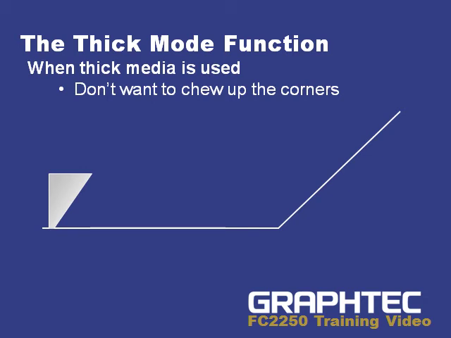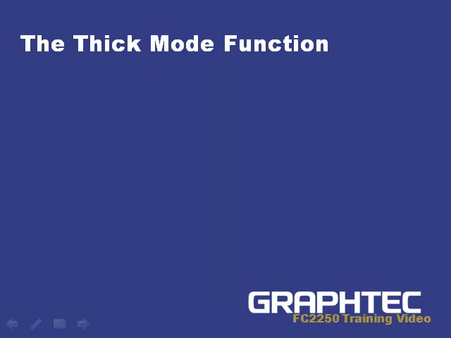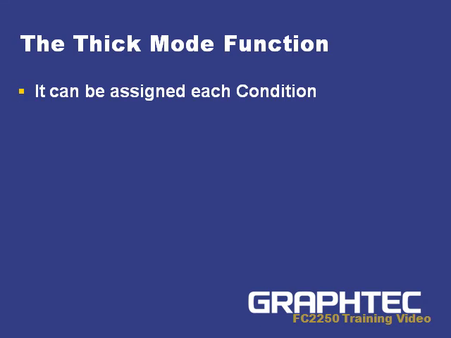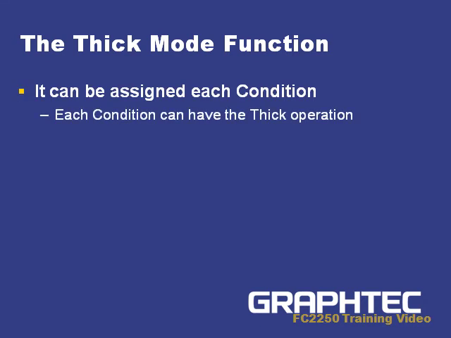Watch this illustration as to how the blade travels when it reaches a corner. When it comes across and it gets to the corner, thick mode will lift it up, get it in the right direction, and then continue on. It's a great function for giving you nice sharp corners when you are cutting the thicker materials. A couple interesting points about the thick mode function is that first, it can be assigned to each condition. In other words, each condition can have this kind of operation when it goes around the corner.